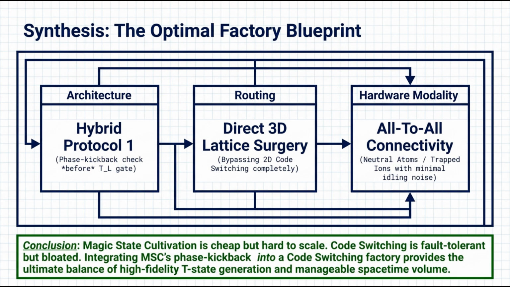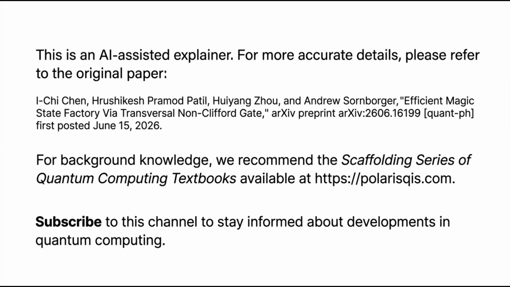This integrated pipeline is best executed on hardware modalities featuring all-to-all connectivity with minimal idling noise, such as neutral atoms or trapped ions. While magic state cultivation is cheap but difficult to scale, and standard code switching is fault-tolerant but resource-heavy, embedding the cultivation phase kickback check inside a code switching factory provides the ultimate balance of high-fidelity T-state generation and manageable spacetime volume.